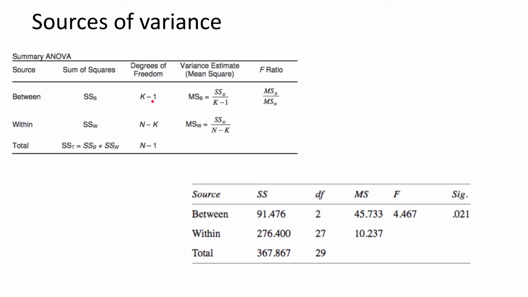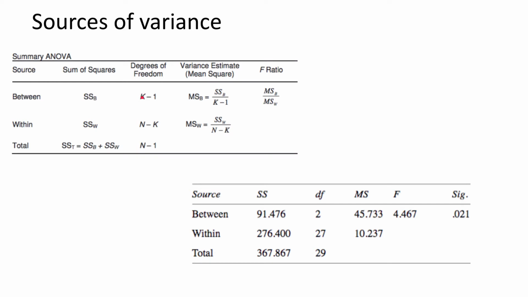Now, k minus 1 is easy, because k minus 1 is the number of groups minus 1. So if you have 3 groups, k minus 1 will be 2, for degrees of freedom between. N minus k is easy too, because the only thing you have to know is the n and the number of groups. So if I have a sample size of 10 individuals, and the number of groups is 3, the degrees of freedom in this case will be 7. So these are easy to figure out.